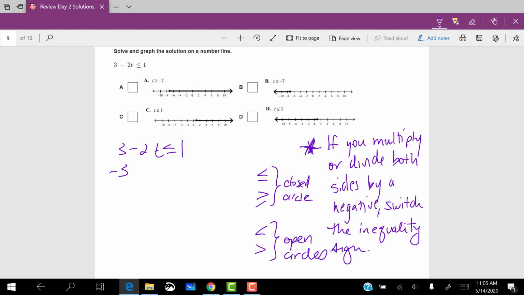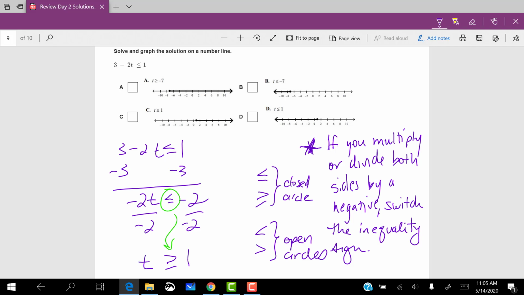I'm going to go ahead and subtract 3 from both sides because that's a positive 3. That negative sign goes with the 2. Now, when I divide by a negative 2, I've got to swap that inequality sign. It's going to change directions and be in this direction now. So now I have t is greater than or equal to 1, and that is letter C. Notice it's a closed circle there.